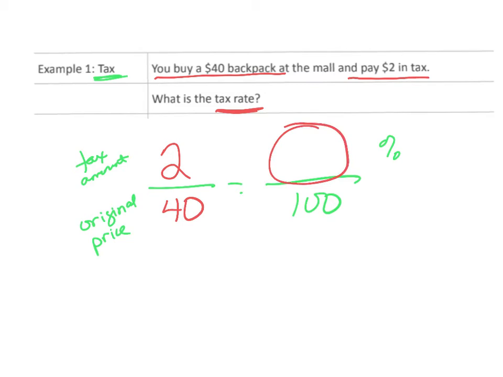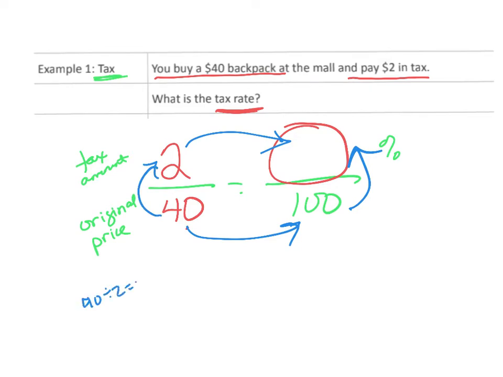So we can do it one of two ways. We can go either way. I want to do something with the 40 to get to 100 and do the same thing to the 2, or do something going up, okay? So here I'm going to do 40 divided by 2. That gives me 20. So 40 divided by 20 gives me the 2. So if I come over here and I do 100 divided by 20, that gives me 5. So I believe our answer is 5%.